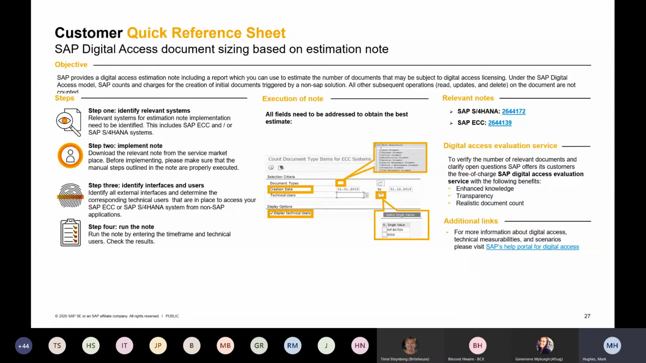We are already busy with this process and actually identifying all of these external interfaces and all of the technical users that are in the underlying base, allowing these integrations to take place. Those have to be unpacked. And I think this is where SAP can help in walking through processes and also helping identify which of these document types and items are applicable. Get that clear and then execute the note.